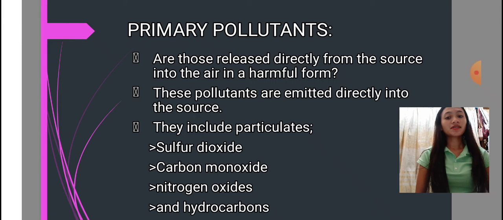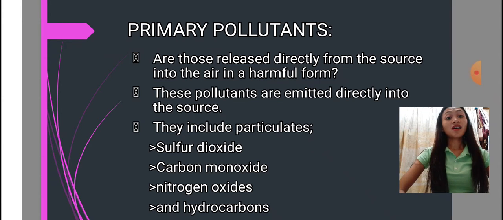Examples, just like I said, is sulfur dioxide. Sulfur dioxide is produced largely through coal burning, and it is responsible for the acid rain problem. Carbon monoxide is an odorless, colorless, and poisonous gas created by incomplete combustion, especially bad with cars. It generates headaches, drowsiness, fatigue, and can result in death.